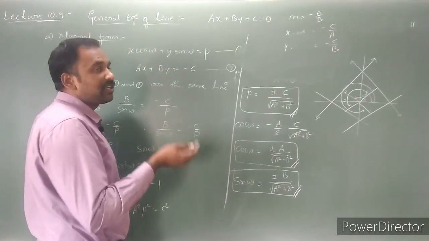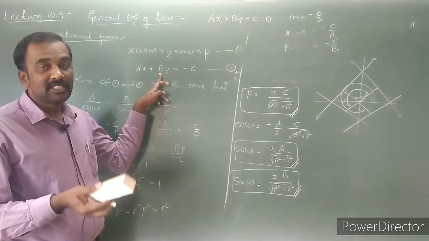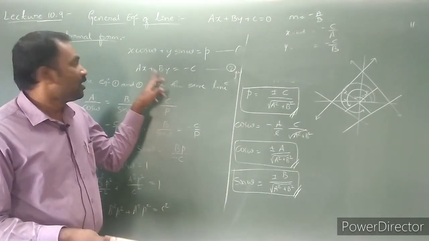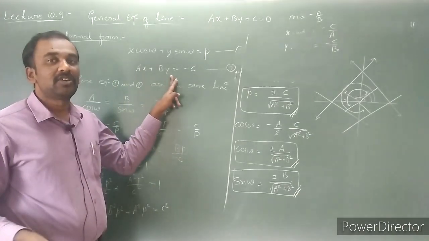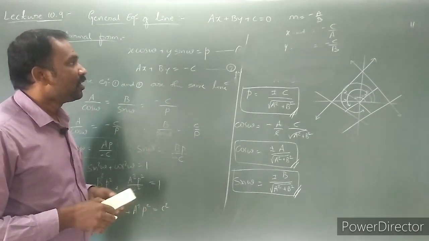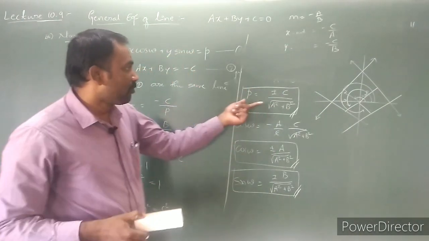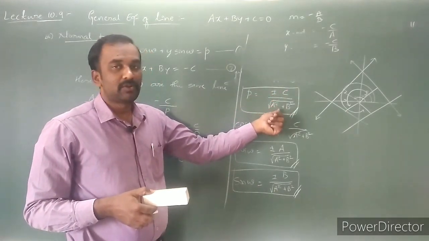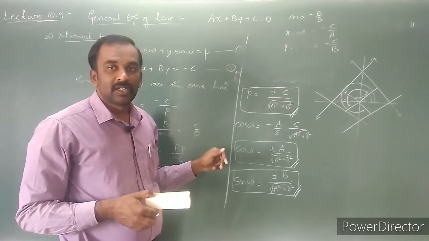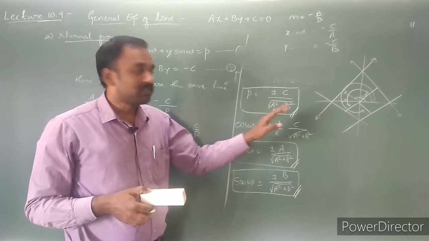Vertical line, horizontal line. If b is equal to 0, only x is equal to a constant will we get. So vertical line. If a is 0, then only y is equal to a constant will we get. So horizontal line. Very simple thing. And slope, x-intercept, y-intercept, normal form. Normal form is p is equal to plus or minus c divided by root of a square plus b square.